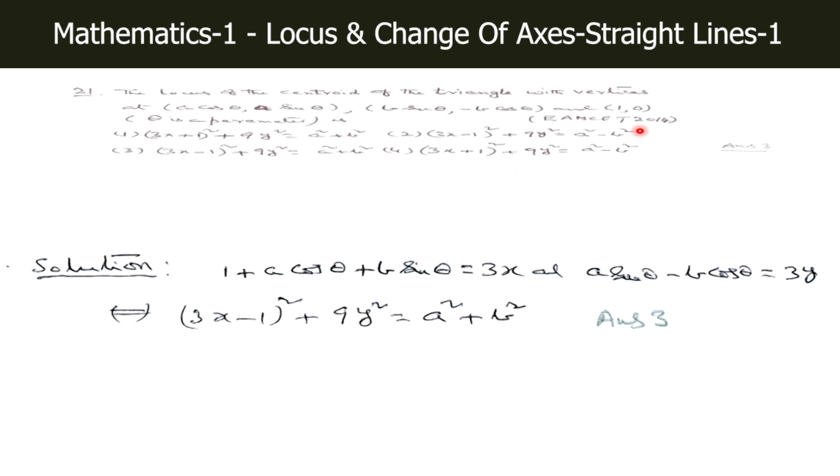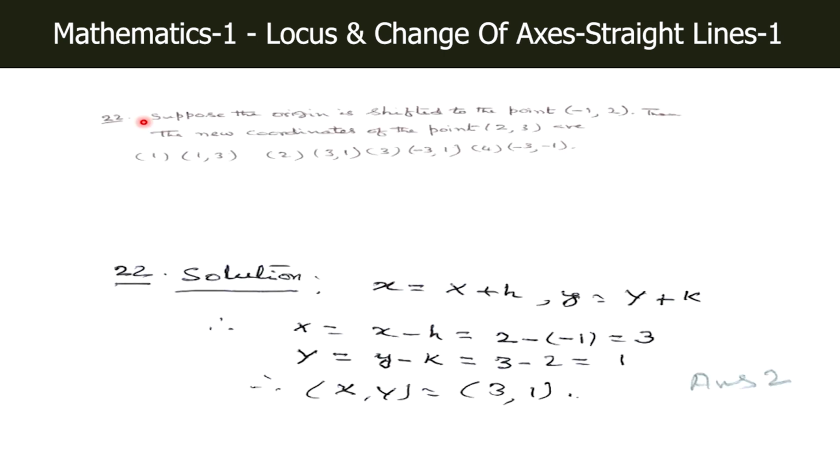So, as per the centroid formula, suppose (x, y) is the centroid of the triangle. Then (1 + a cos θ + b sin θ)/3 = x, and (a sin θ - b cos θ)/3 = y. In fact, 3x - 1 = a cos θ + b sin θ, and 3y = a sin θ - b cos θ. Now, squaring and adding, (3x - 1)² + 9y² = a² + b². So the answer is option number 3.